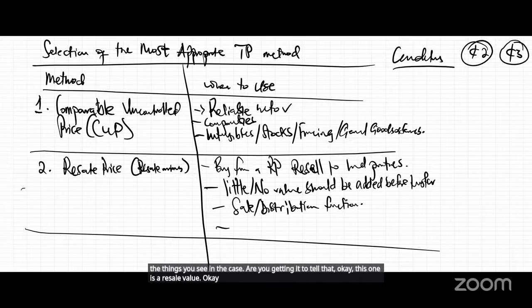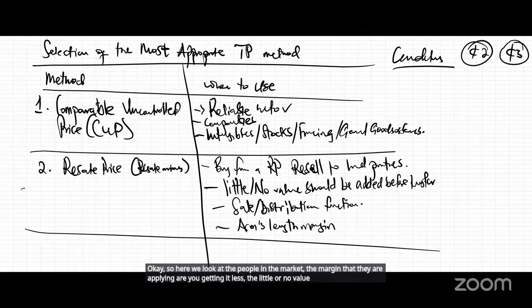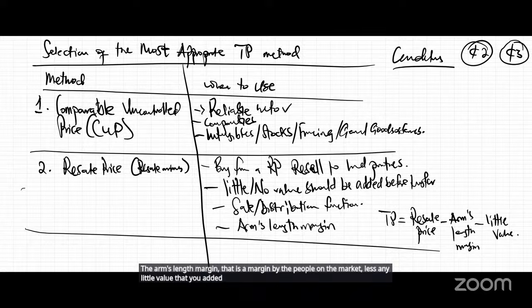Here we depend on an appropriate arm's length margin. We look at the people in the market, the margin that they are applying, less the little or no value we have added, before we get our transfer price. So your transfer price is equal to the resale price minus the arm's length margin, that is the margin by the people on the market, less any little value that you added. Maybe you added some stickers to the thing before you transferred. We take all out, and we get the transfer price. This is how this method works. Do you get it? Should we take a question?